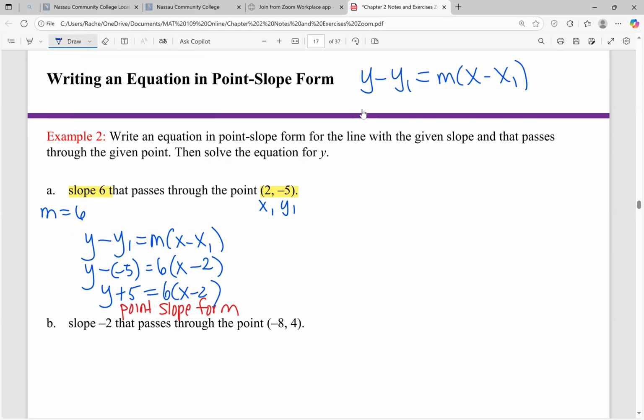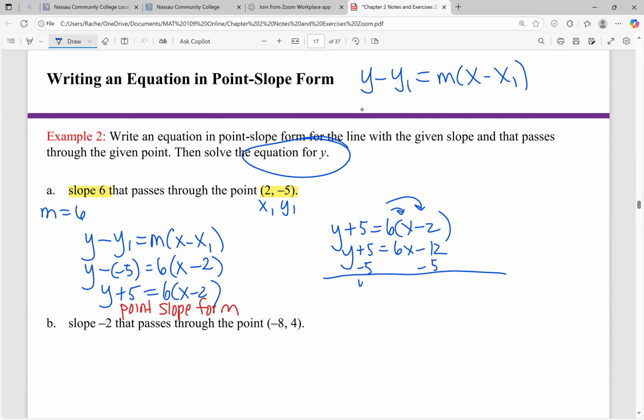But I'm also asking to solve for y. So if we have y plus 5 is equal to 6 times x minus 2, and we want to solve for y, let's distribute the 6 first. So we're going to have y plus 5 is equal to 6x minus 12. And in order to solve for y, I would need to subtract 5 from both sides. So we're going to get y equals 6x minus 17. So this is another way that we could write the equation of the same line. It's just a different form. And this form is our y equals mx plus b form, right? We have y equals 6x. There's my mx, where my slope is 6, and then plus -17 or minus 17, right? And that would be my y-intercept.